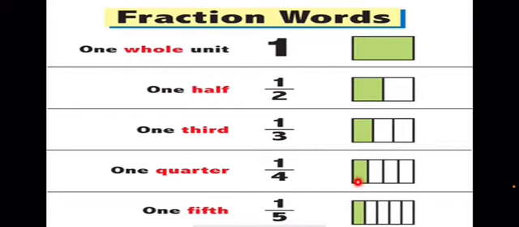And again, this whole part has been divided into 5 equal parts and one part is shaded, so this becomes 1/5.